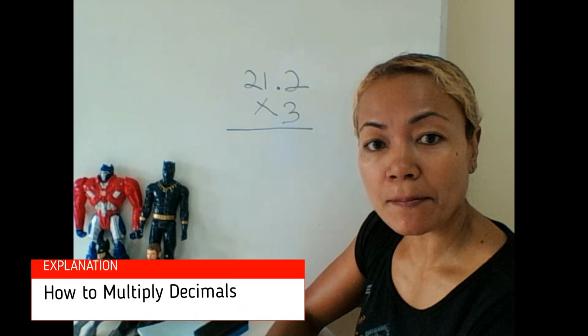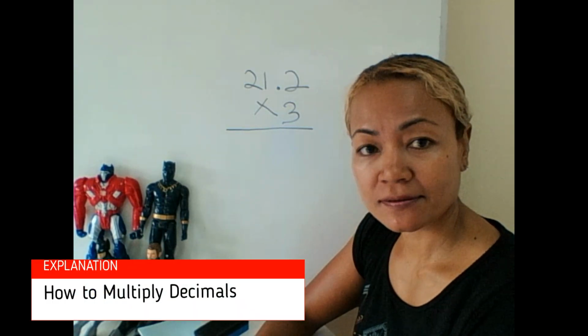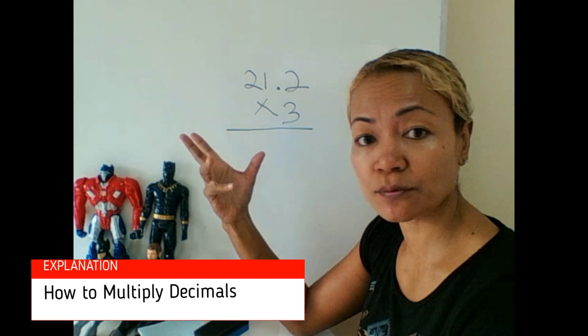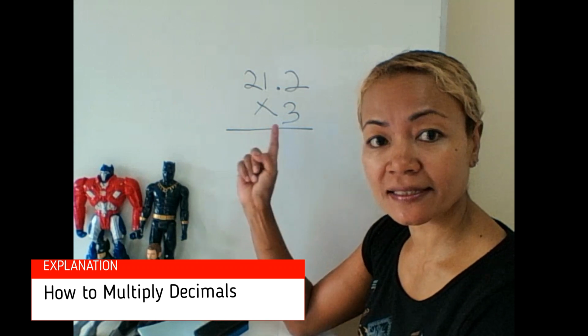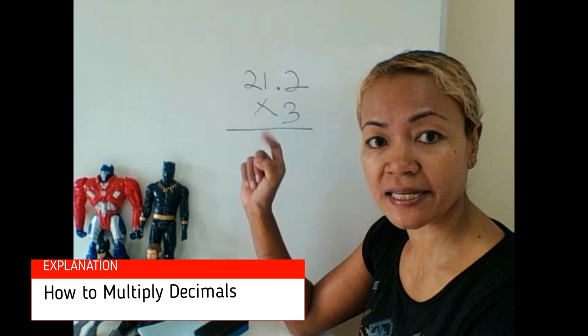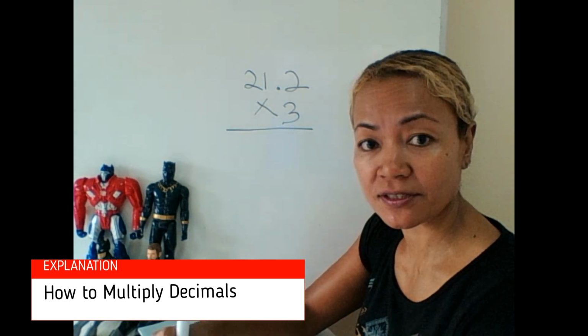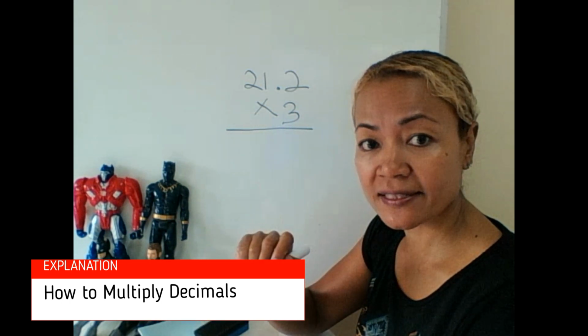Today is multiplication of decimals. And the first example we'll work through in order to learn how to deal with decimals when multiplying is this one, 21.2 times 3. And you'll proceed exactly how you do multiplication, but keeping an eye on where the decimal point is.